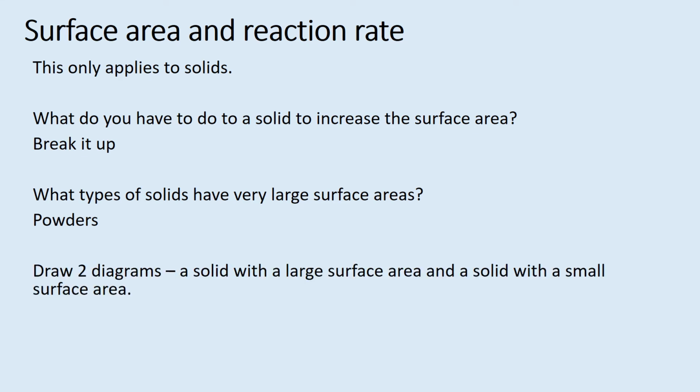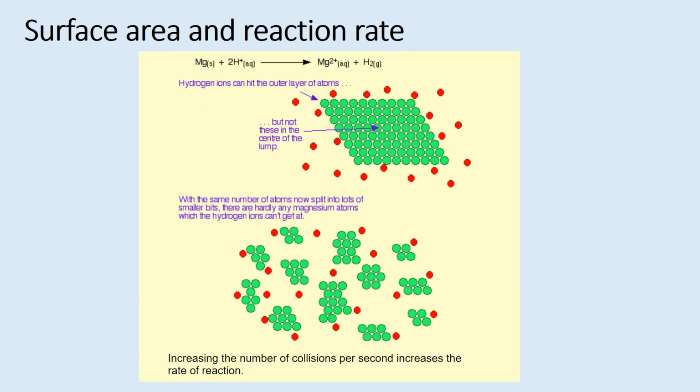Okay, so see if you can go do some drawings: a solid with a large surface area and a solid with a small surface area. Give that a go. You should have done something like this, but probably without all of the jazzy extra bits and pieces. This, just for fun, is the reaction between magnesium and hydrogen ions. So if you like, magnesium and hydrochloric acid, which forms hydrogen gas and magnesium chloride. We've removed the chloride ions because they are spectator ions.